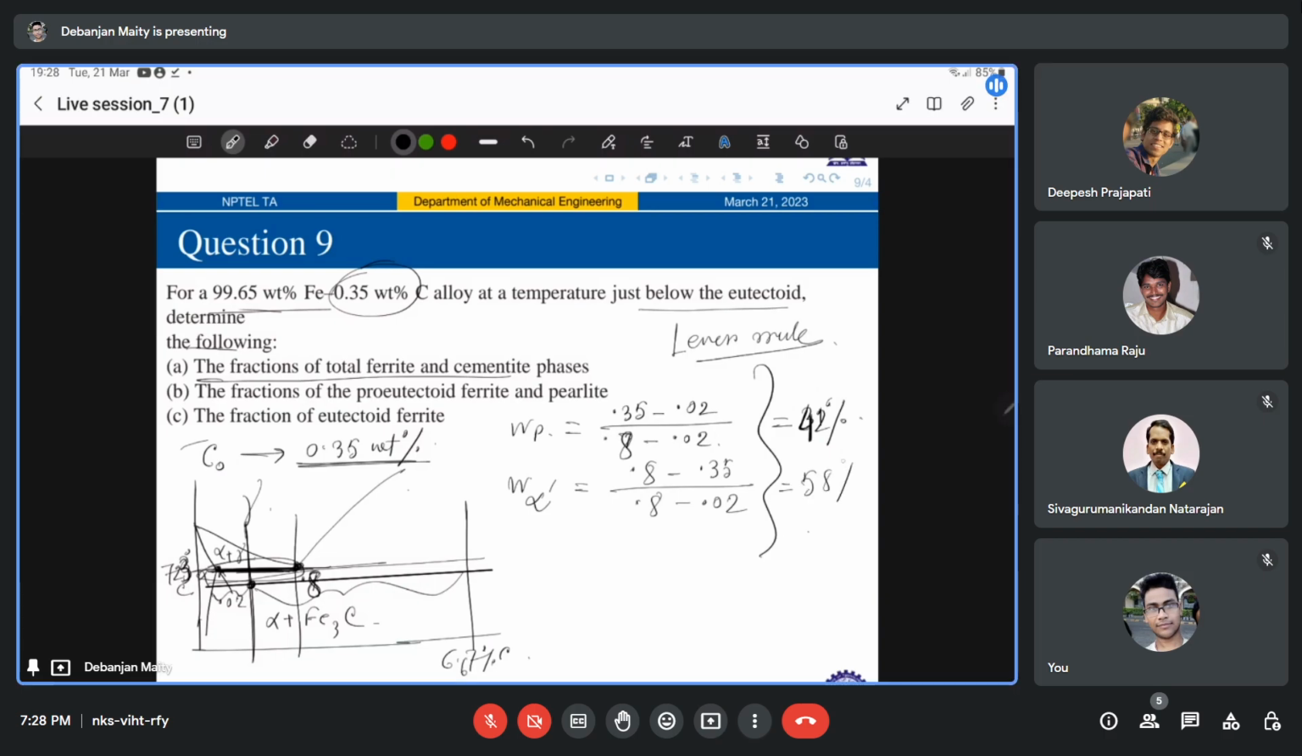This would be somewhere around 58. Is it coming okay?